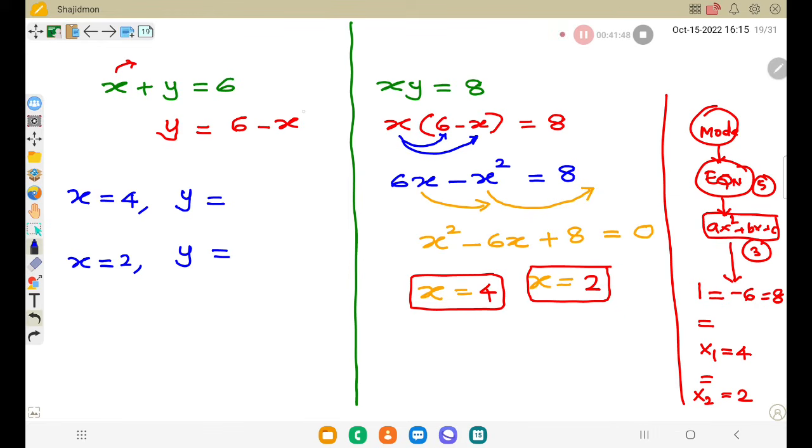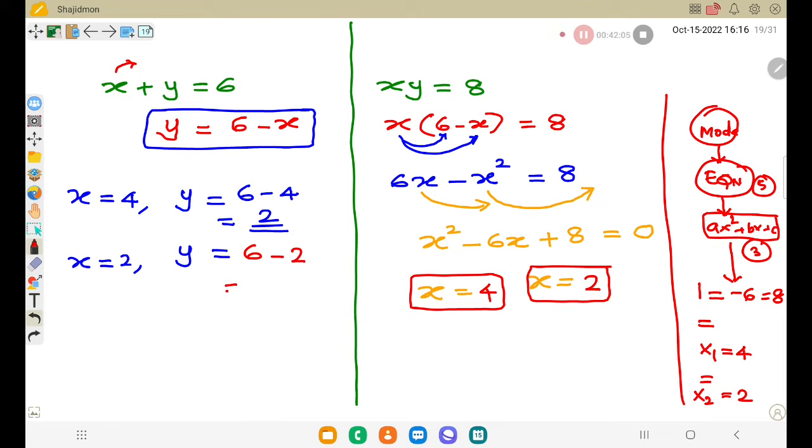So x equal to 4, apply here. 6 minus x, correct? 6 minus x means 6 minus 4, which means 2. So the y number is 2. Now in the same way for the second one, 6 minus x, x means 2, so we will get 4. So y equal to 2 and y equal to 4.